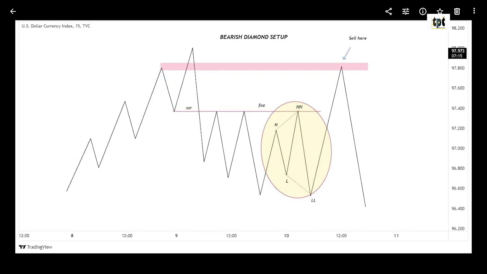Now, this is the bearish diamond setup, and I urge you at least to watch the Quasimodo pattern so that you can see what I'm talking about in a better and clearer manner.